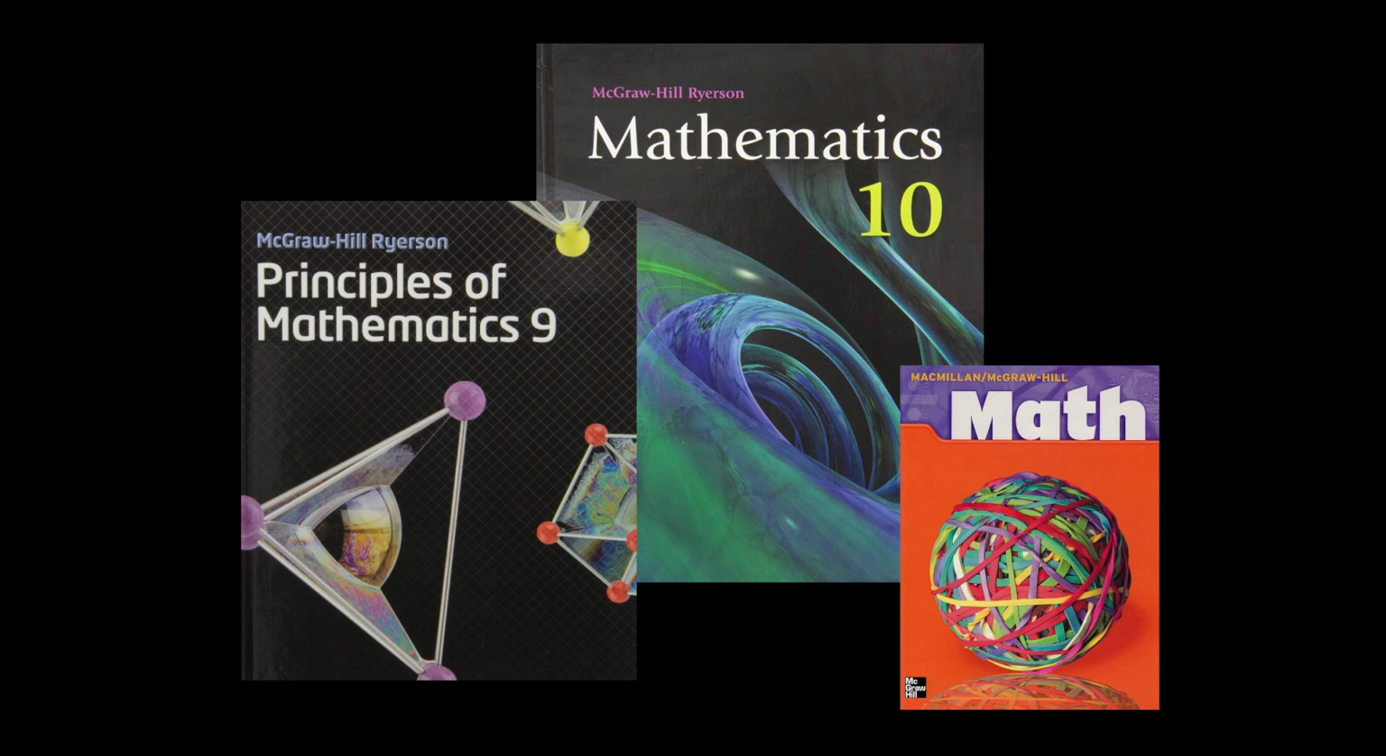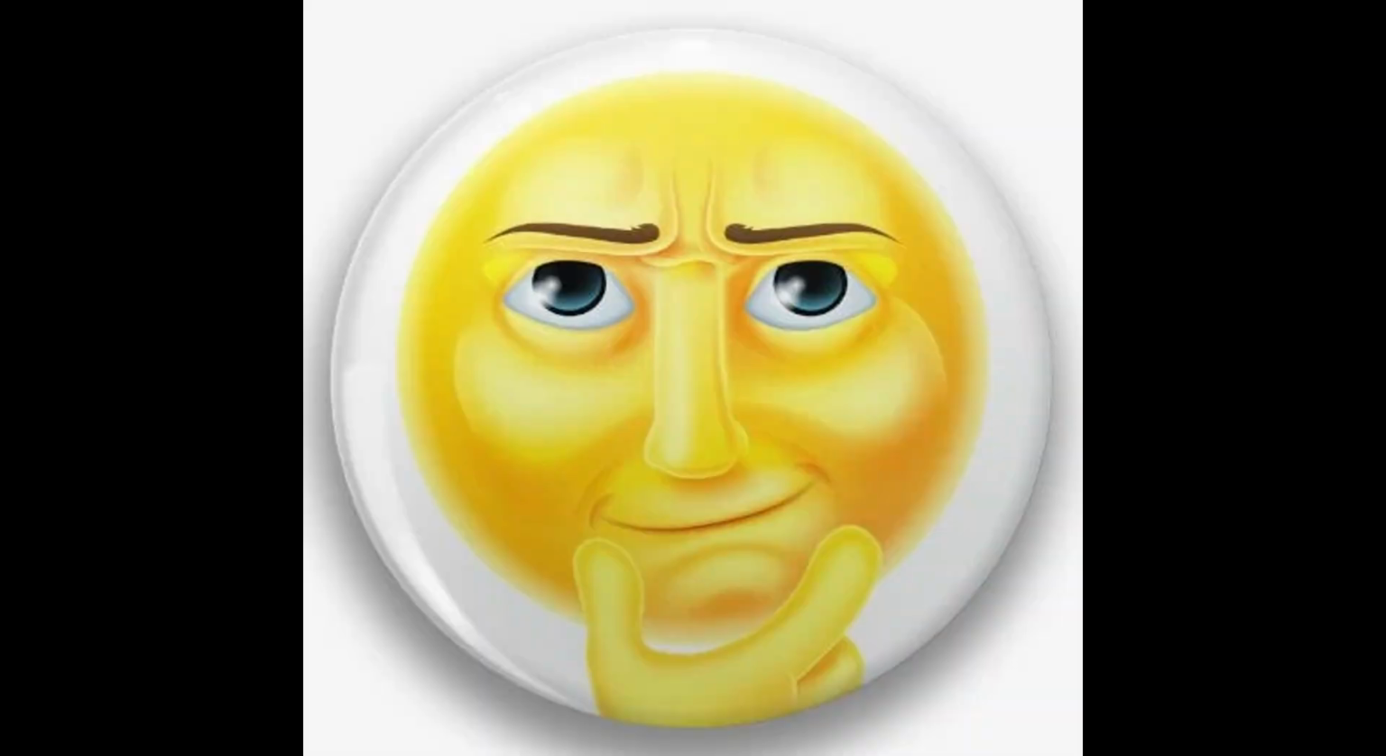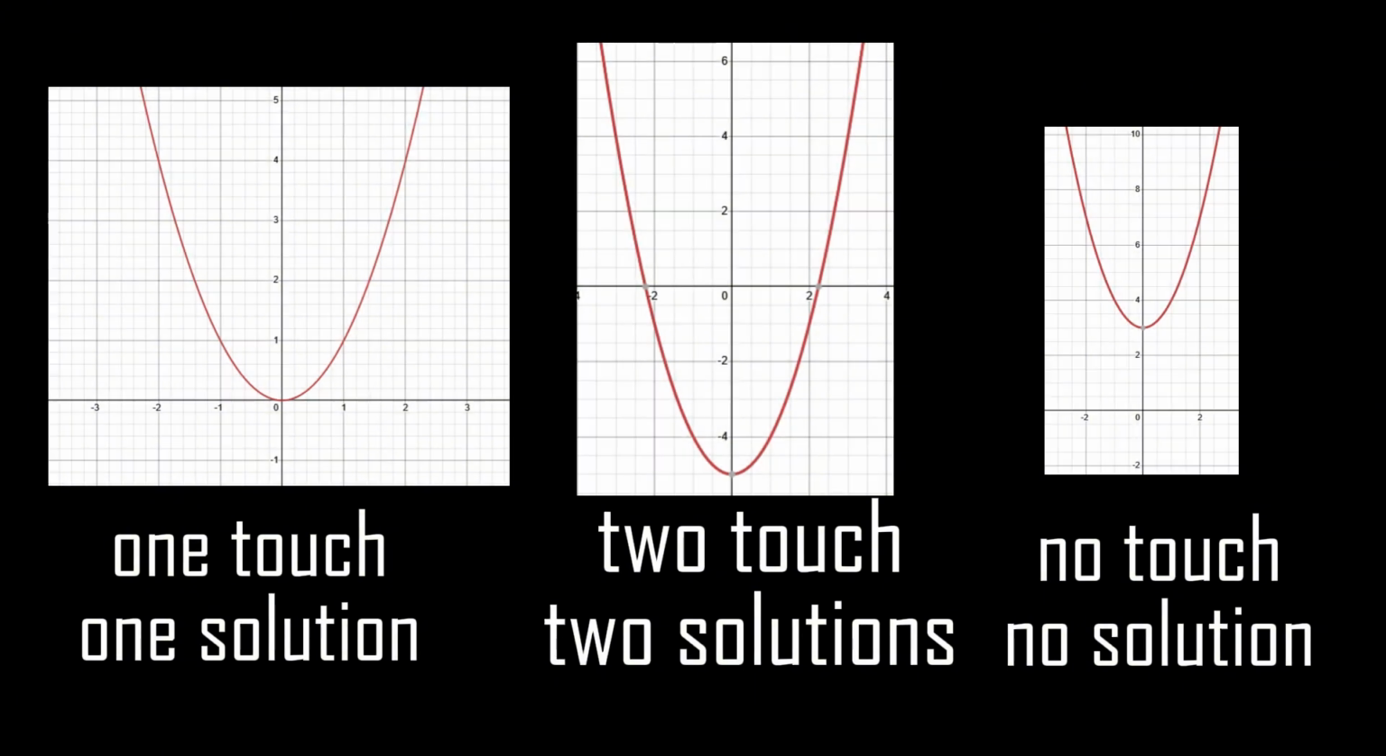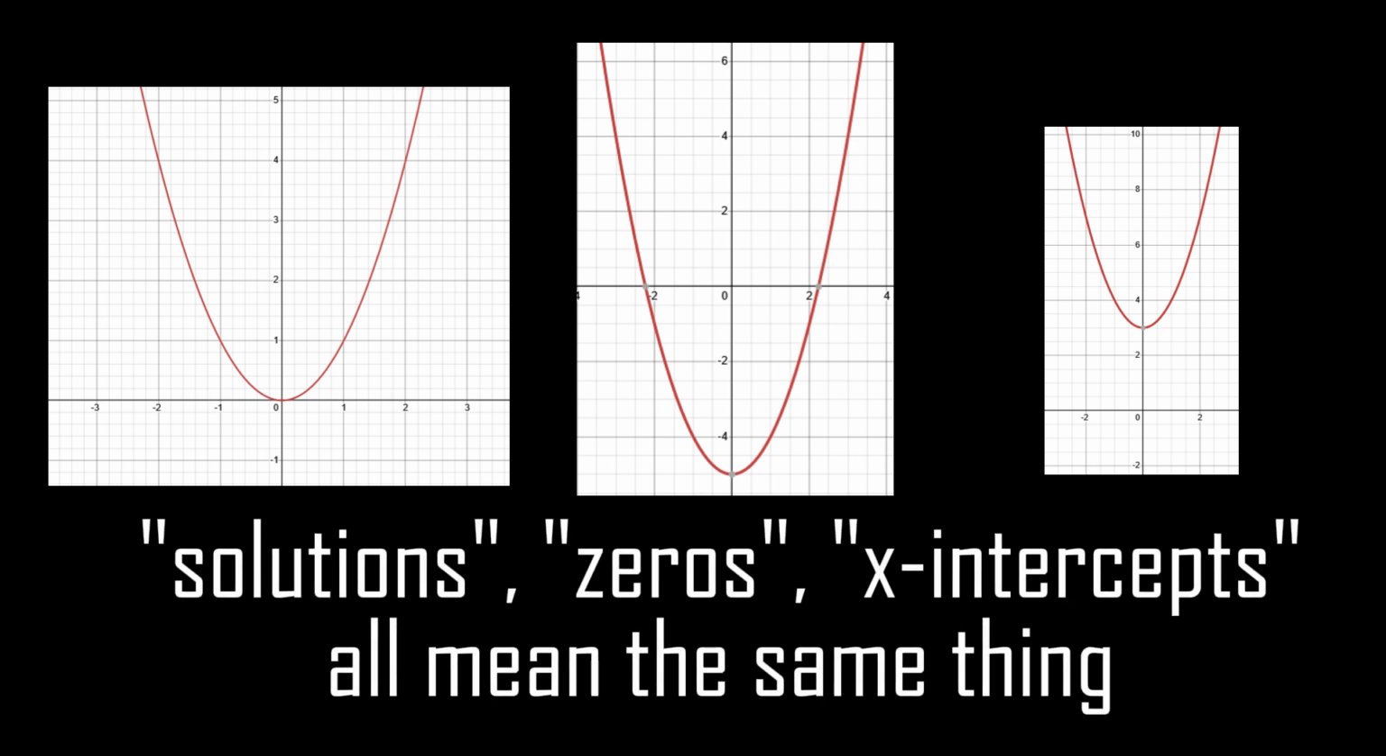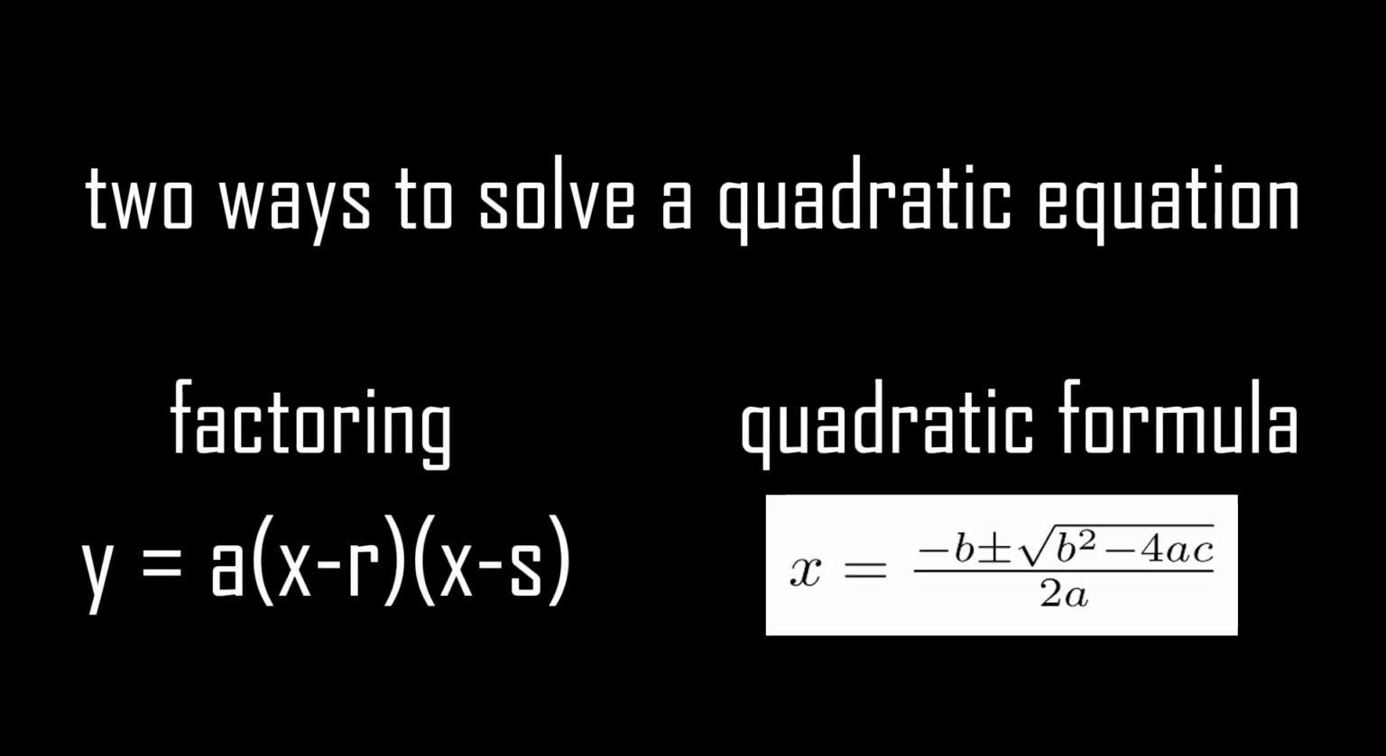Most questions about quadratics will ask you to solve for x. What does this really mean? Quadratics, no matter the type, will have three solutions. Think of it like three possible variations of how a parabola will touch the x-axis. The parabola will have two x-intercepts, one x-intercept, or zero intercepts. There are two ways to solve a quadratic equation: factoring or the quadratic formula.